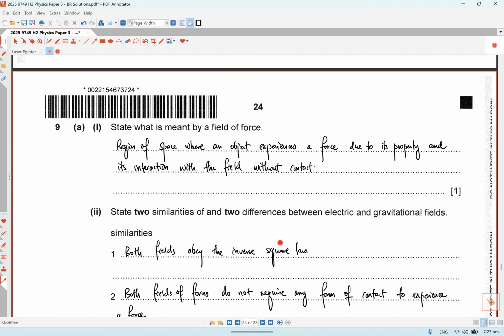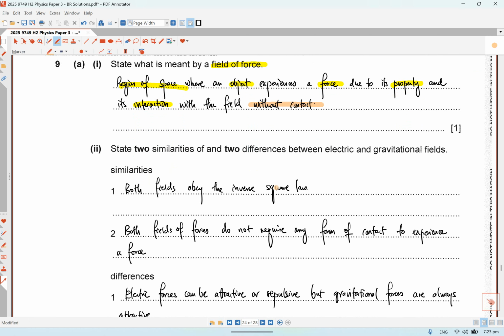Now let's go to question 9. It's on gravitational and electric field. So they're asking what's the field of force? By definition, we say it's a region of space where if you place an object, that object will experience a force because of its property and how that property interacts with the field. But the keyword is you do not need any contact. There's no need for any physical contact. Okay?